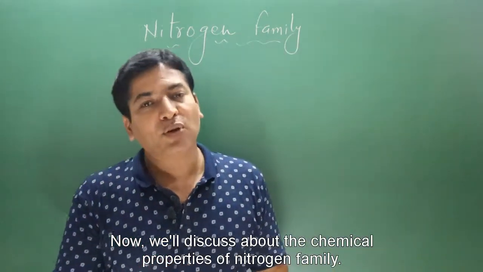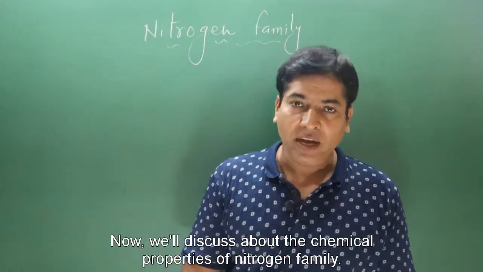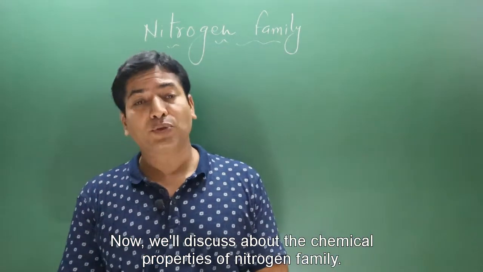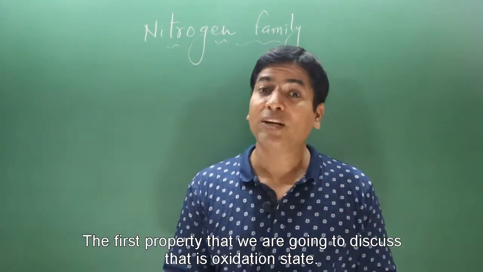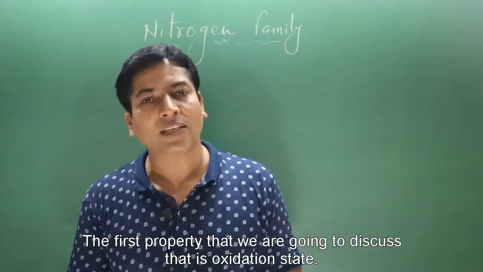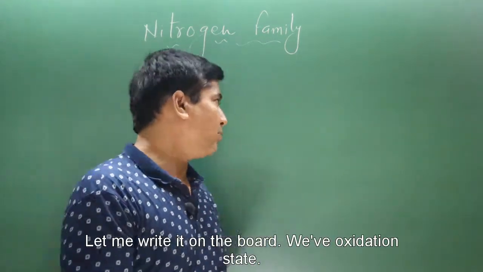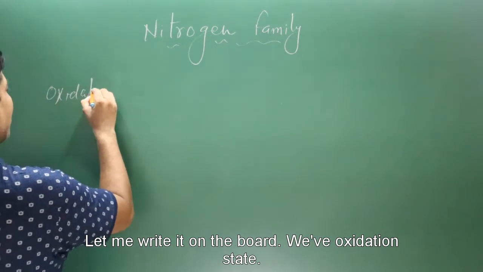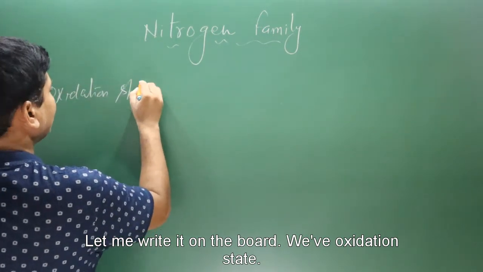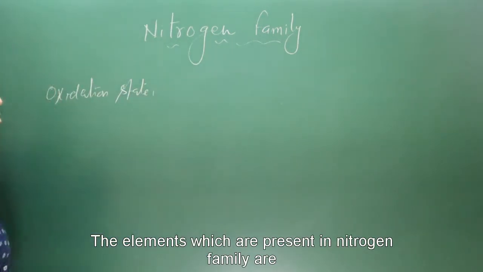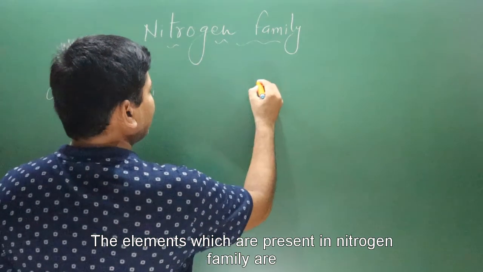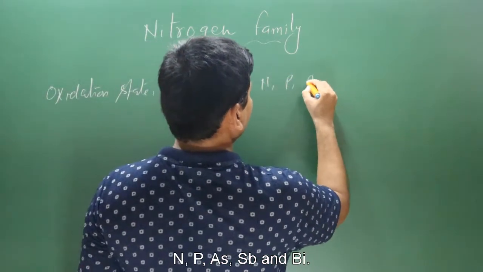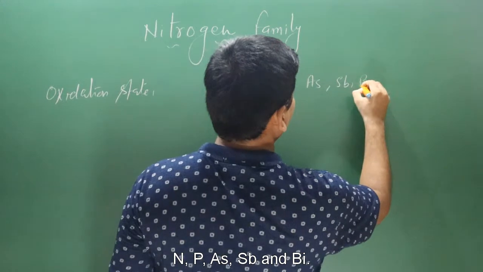Now we will discuss the chemical properties of the nitrogen family. The first property that we are going to discuss is oxidation state. Let me write it on the board. The elements present in the nitrogen family are nitrogen, phosphorus, arsenic, antimony and bismuth.